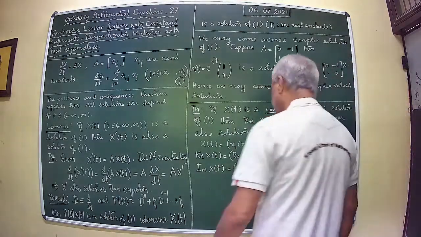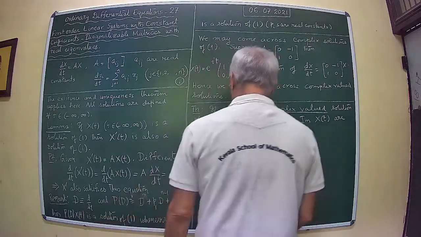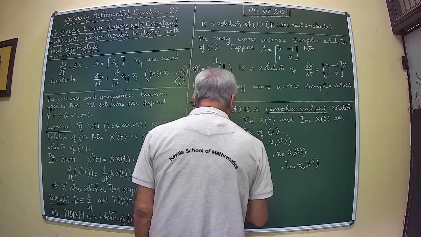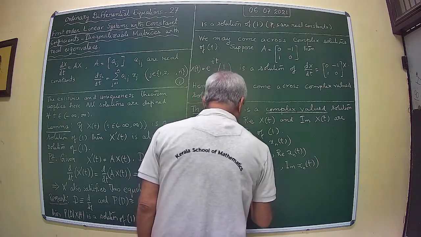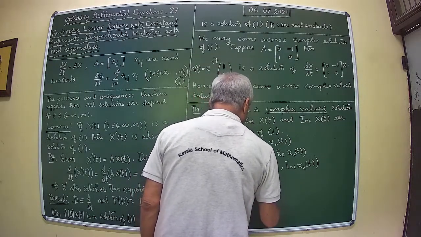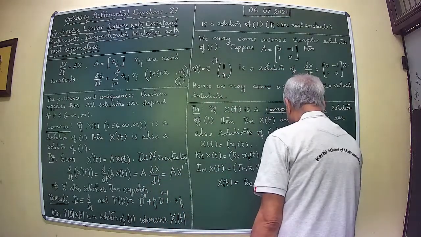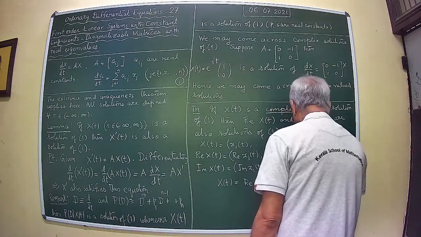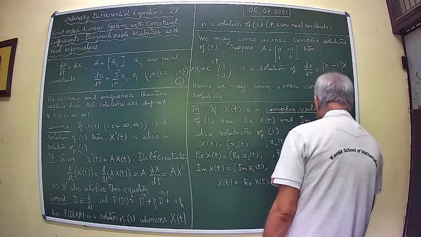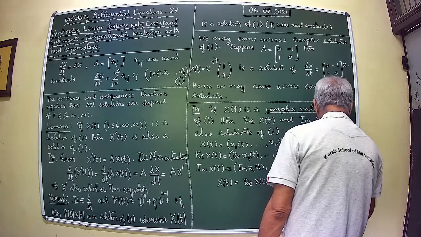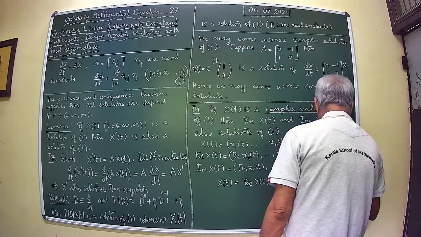Then we can show that this is a solution. I mean, this is quite easy to verify. So x(t) can be written as the real part of, plus i times the imaginary part of, where i is equal to the square root of minus 1.